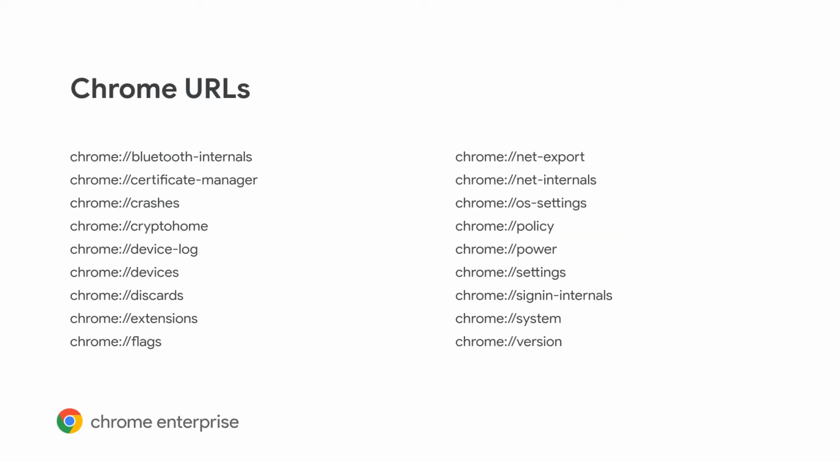Some of the Chrome URLs which are available among them are device log, devices, extensions, flags, net internals, policy, system, and version. So these URLs give you access to the backend of Chrome and allow you to see what's going on under the hood.